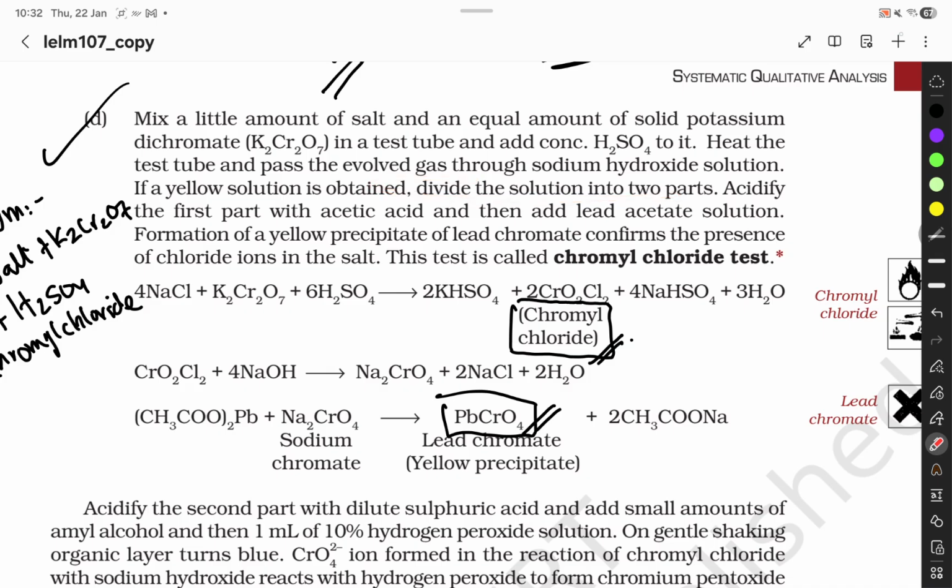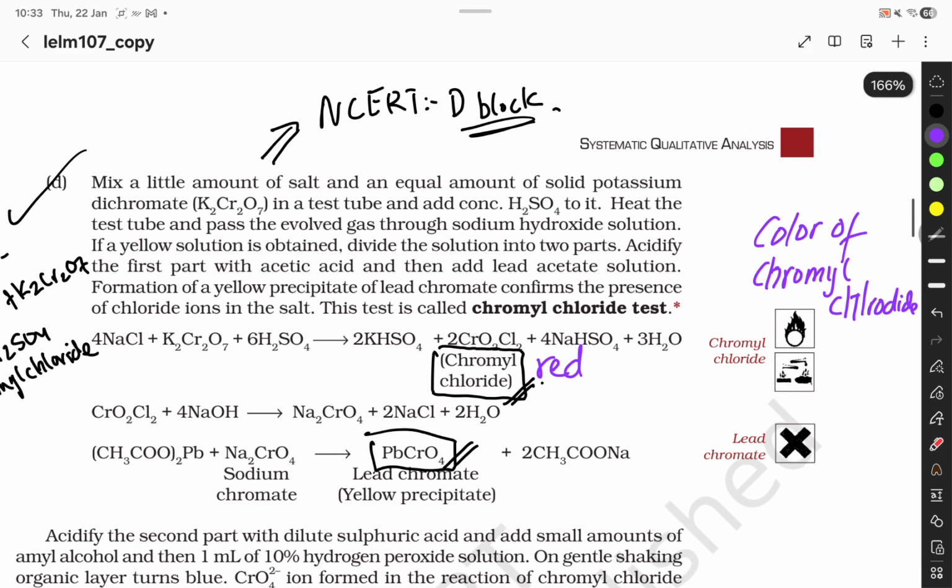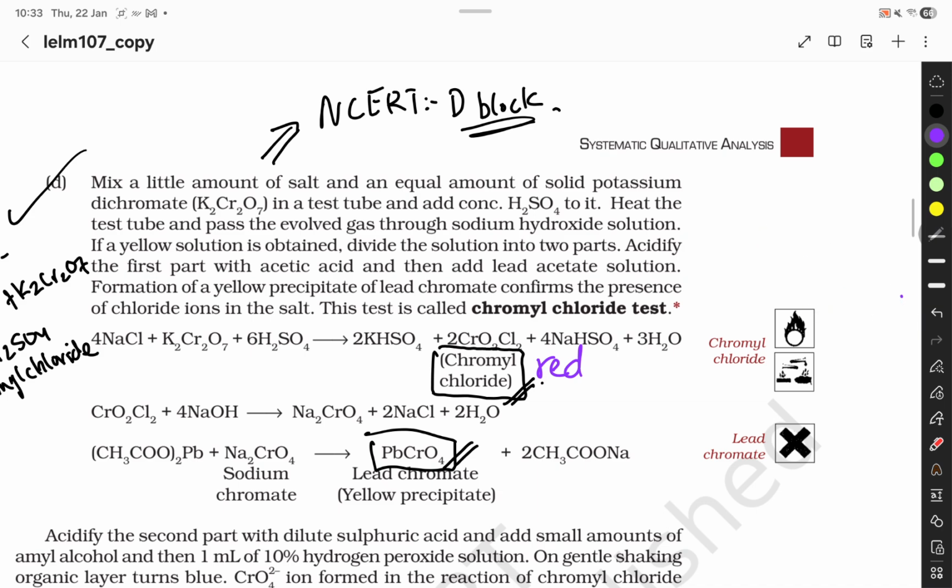Sorry, guys. Yeah, it's red. I got confused because of the language in NCERT, that's on me. Basically, chromyl chloride is a red solution, red vapors. Red vapors on passing into NaOH, you get Na2CrO4, which is your yellow solution, not a precipitate.